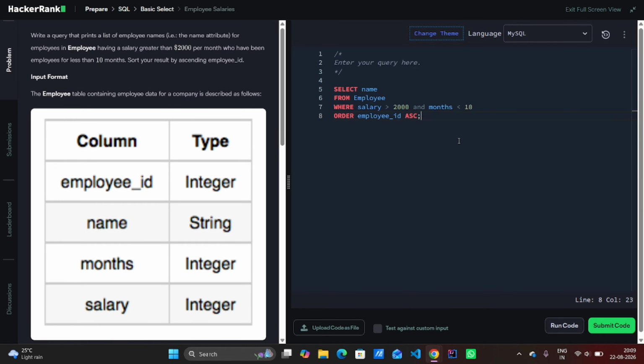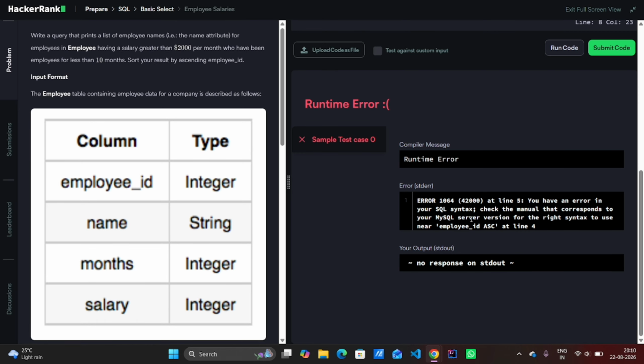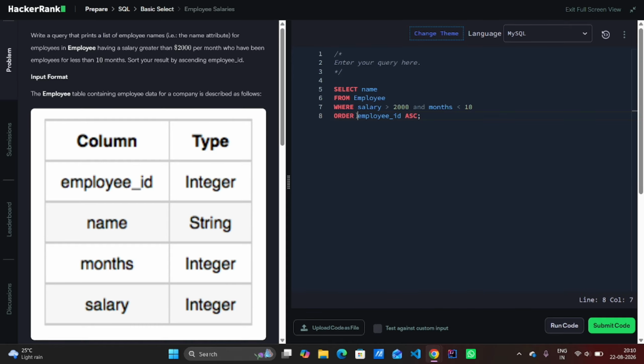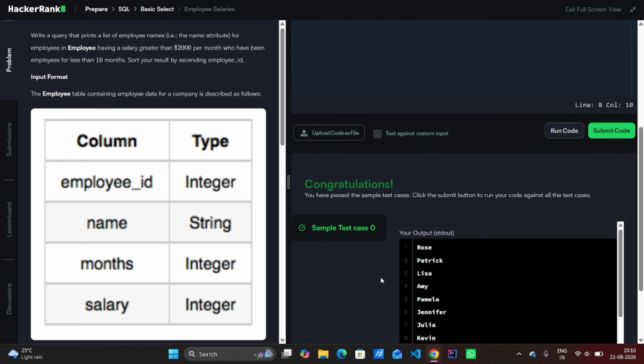Okay, let's try to run this query. We'll solve it if anything breaks. Okay, order by. Okay, let's try it once again. Okay, here it is. All the test cases are passed. Let's quickly submit it.